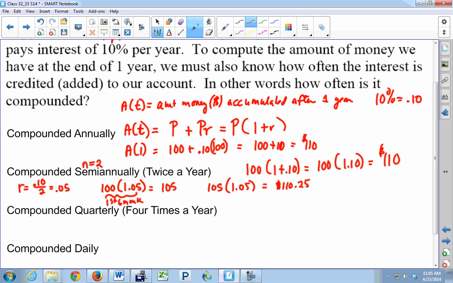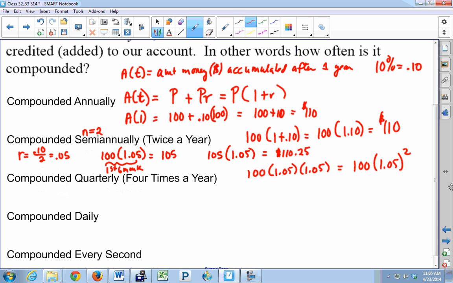So you can see here, if I started off with my original amount, I did 1.05 times 1.05. That's how I got $110.25. So it now looks like this, 100 times 1.05 squared. Okay, let's look at where each one of these numbers came from. The 1.05 we got by adding 0.10 divided by 2 to 1. And I had 2 compounding periods, so I put a 2 up there.